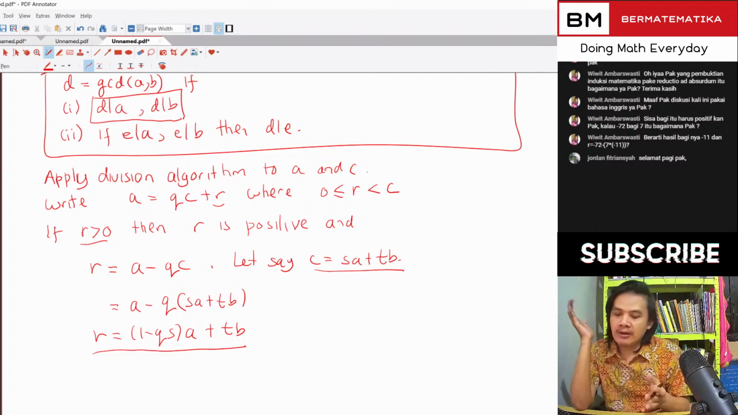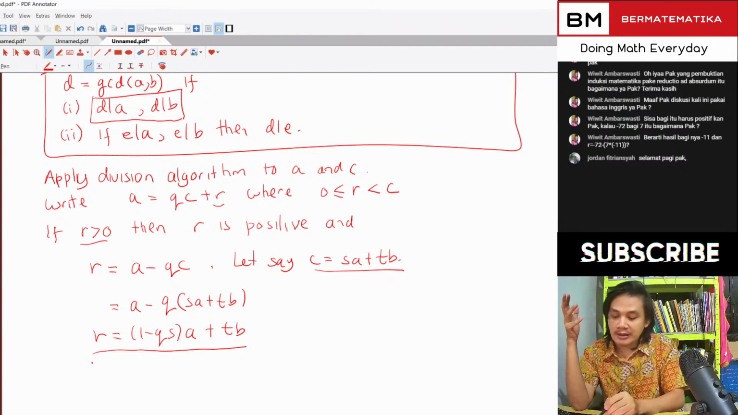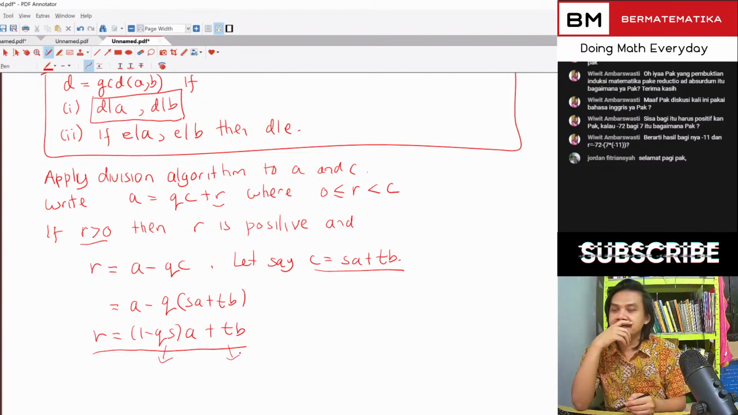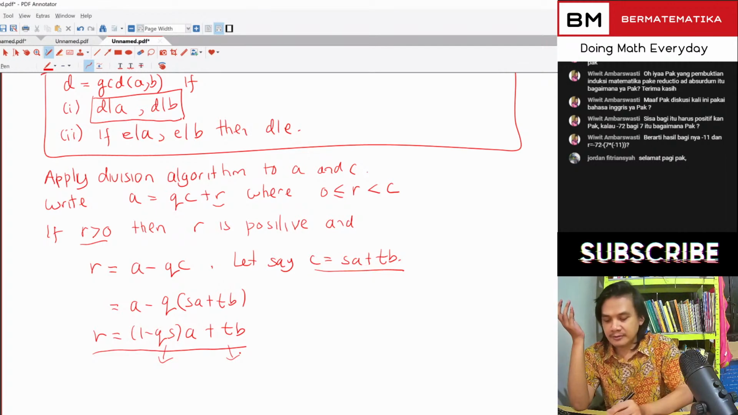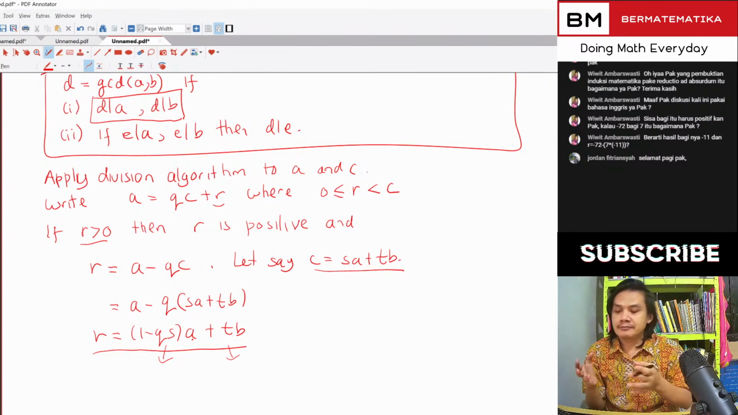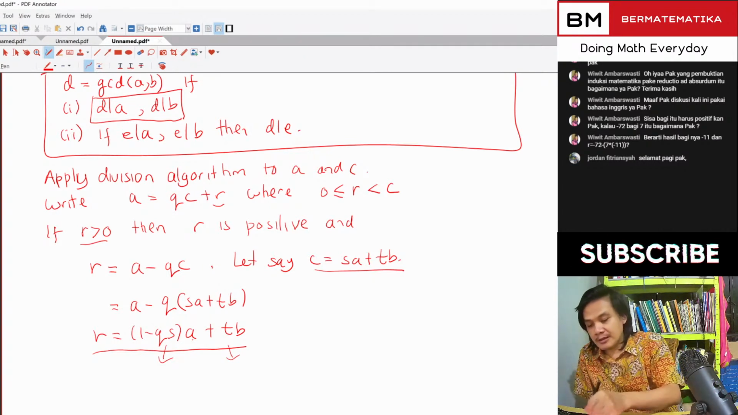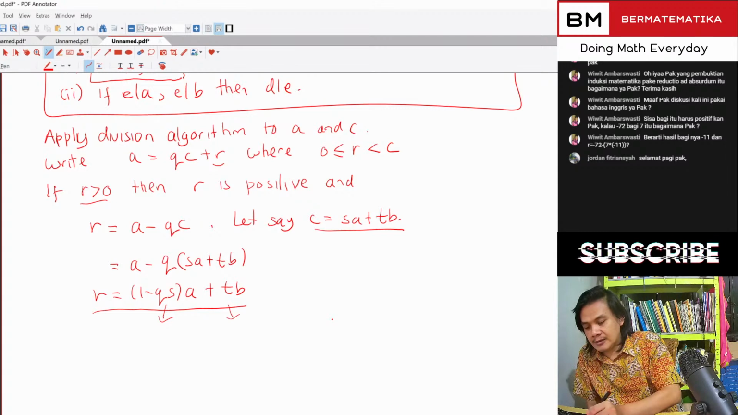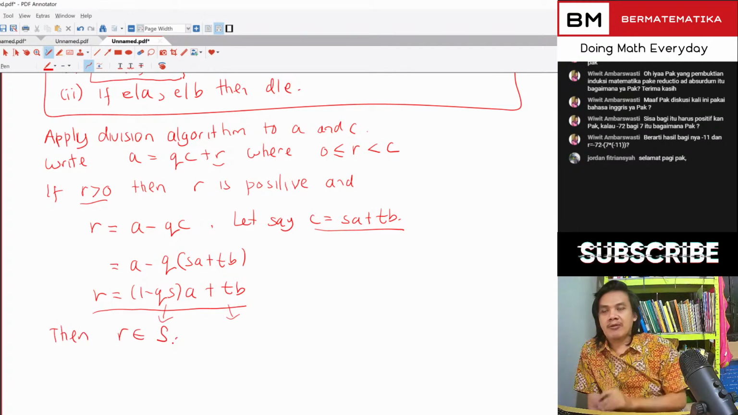Can anyone see why we have a contradiction? From this, what can we say about R? Look here, R is also a linear combination of A and B, right? Is R positive? Yes, it is positive and it is a linear combination of A and B. So from this statement, we can say that R is in S. Now if we compare R with C, which one is bigger?